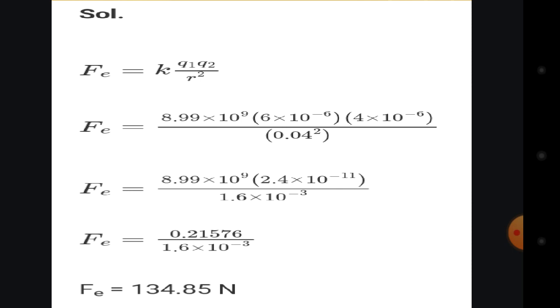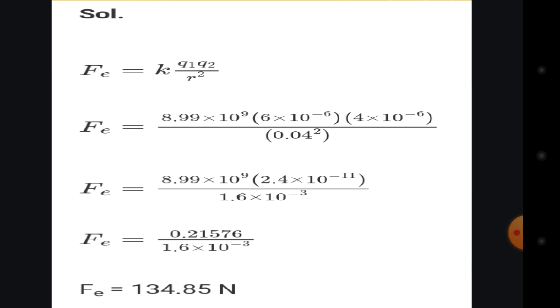8.99 times 10 to the power of 9. So you see this is a constant value for k, for Coulomb's constant. Open bracket, the value of q1, that is the one we have put, that is 6 times 10 to the power of minus 6. Open bracket, put in the value of q2, that is 4 times 10 to the power of minus 6, divided by the r or the d, but it is in square, that is the 0.04 in square. So let's square the distance or the r and see what we are going to have.